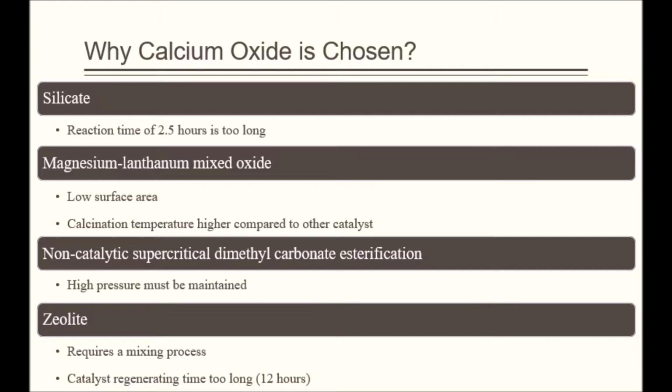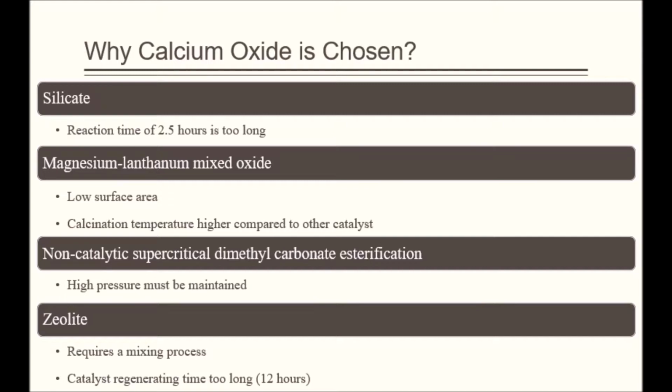Magnesium lanthanum mixed oxide catalyst is not selected because of its low surface area. Although magnesium lanthanum mixed oxide catalyst is the strongest basic metal oxide and gives higher glycerol conversion, its low surface area will affect its activity as a heterogeneous base catalyst. The other reason is that the calcination temperature for transesterification using magnesium lanthanum oxide catalyst is higher compared to other catalysts. The calcination temperature for magnesium lanthanum oxide catalyst is about 650 degrees Celsius to 720 degrees Celsius.